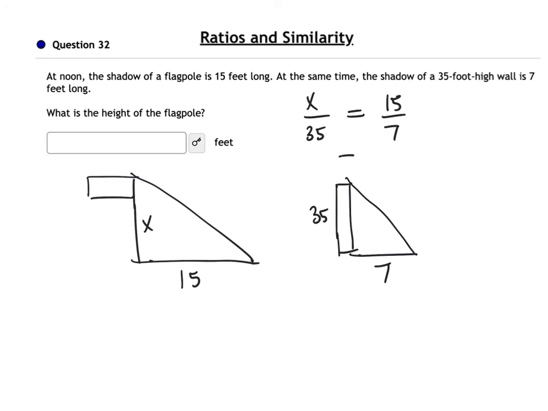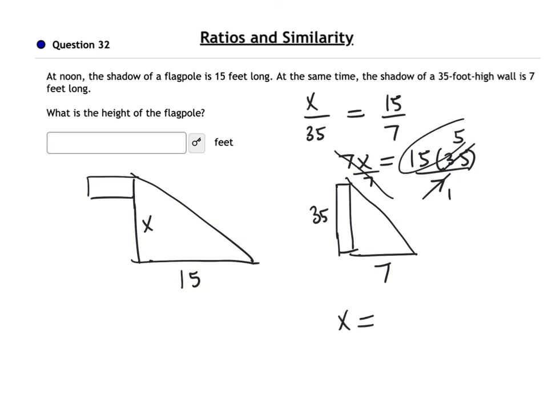We'll cross multiply. 7x equals 15 times 35. We'll divide both sides by 7. 7 goes into 35 5 times. x is by itself, and 5 times 15 is 75. x is 75. The height of the flagpole is 75 feet.